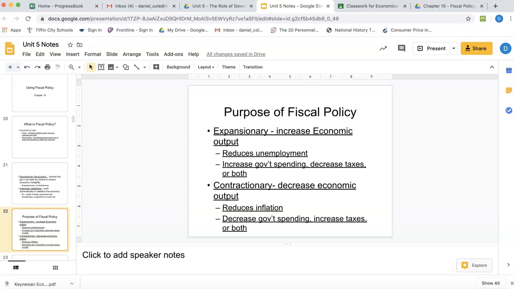Now, when I say government, what I mean is really two main actors. I am talking Congress and the president. We know that in our constitutional system, the president cannot pass laws on their own. They need Congress to pass that. So I'm just going to say the word government, but government specifically here is Congress and the president. Okay? So let's start with expansionary policy.